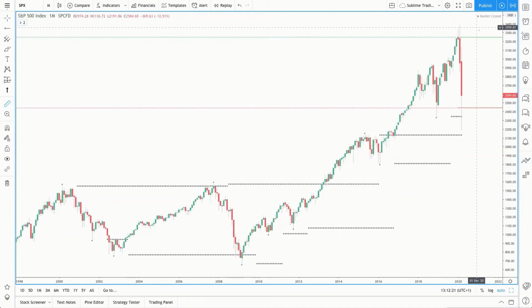If we take that measurement tool from the high of February, we can see at one point we had weakness of over 35%, almost 36%. Currently, we've seen weakness of around 24% since the high of February.